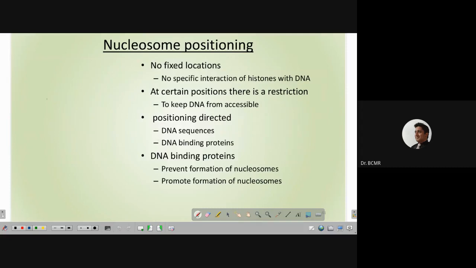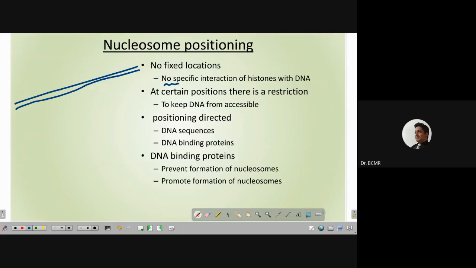So first of all, if we have DNA, say this is the DNA molecule, a double-stranded DNA like this, where should the nucleosome form? Where should it not form? And how can these things be determined?